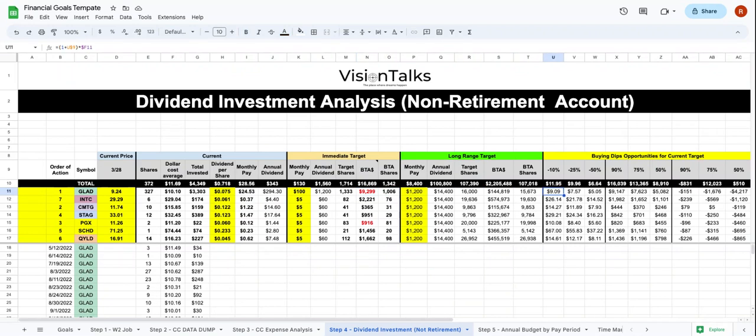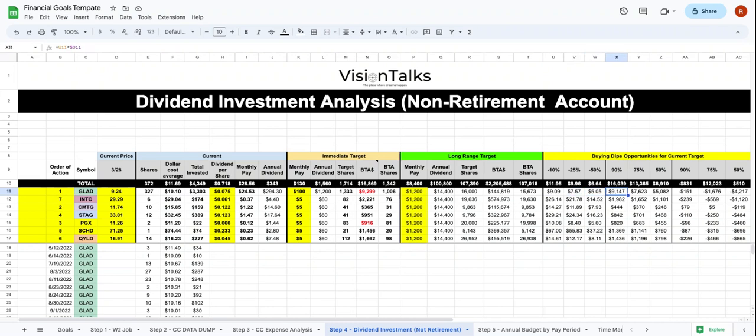Let's go over here. So this is saying, if the price is, and this is saying off of the dollar cost average, so based on what I've already been paying, if it's 10% less than where it's been, it would be $9 essentially. If there's a 25% drop, $7, 50% drop, $5.